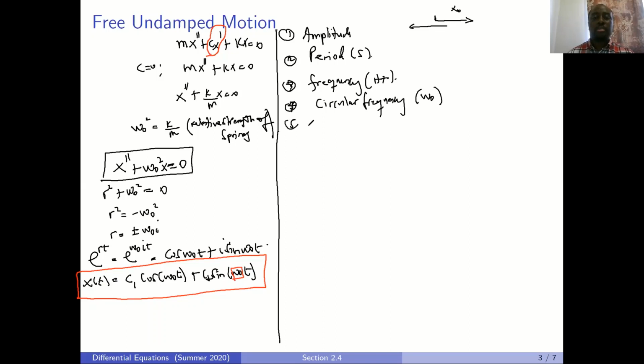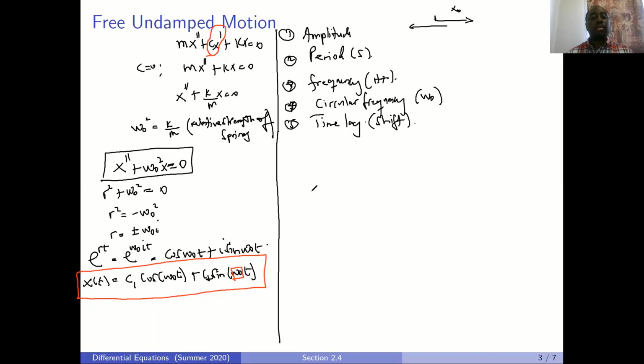And then the other thing we're going to be interested in is a time lag. You can think of that as the time it takes for you to reach your maximum displacement from the rest position. That will become clearer as we go on. So you think of it as some kind of a shift in the graph of your function.